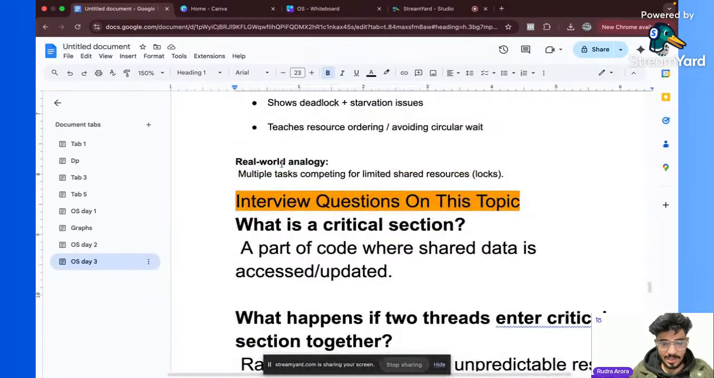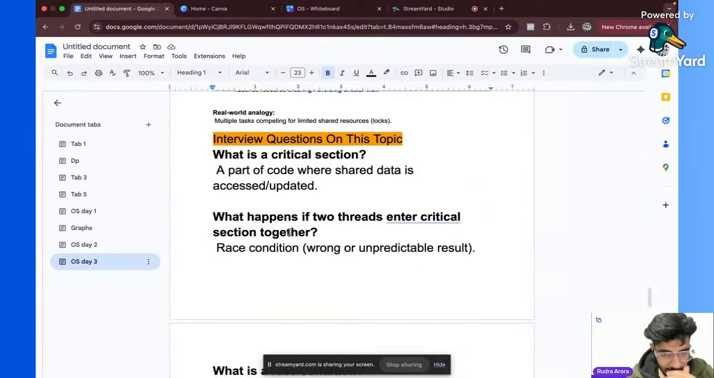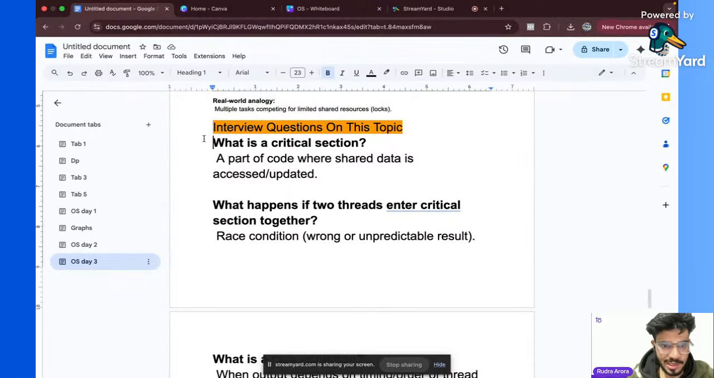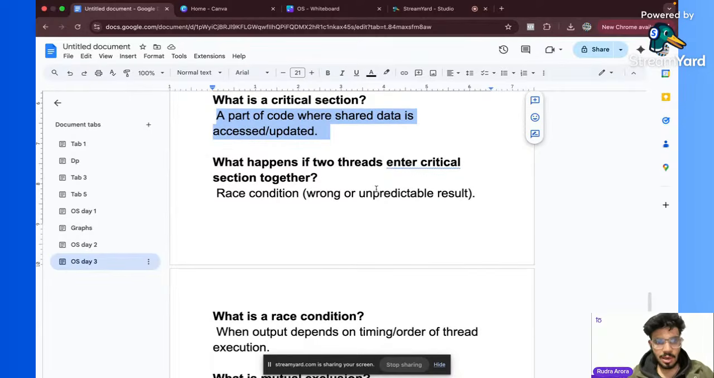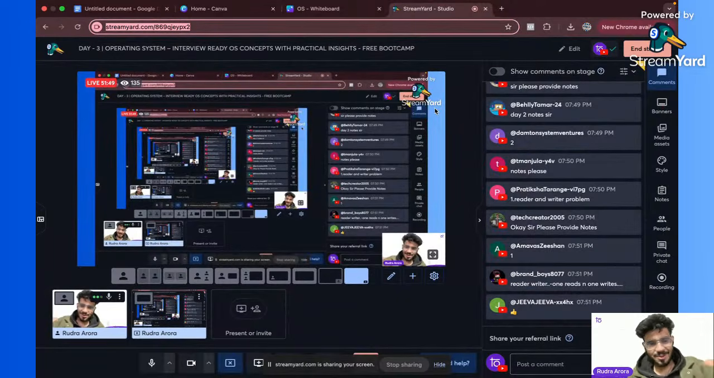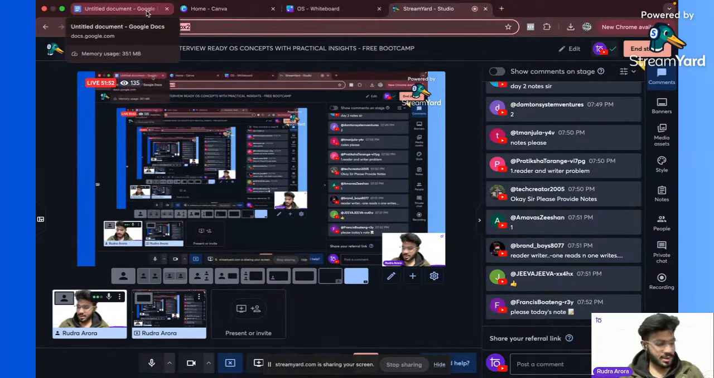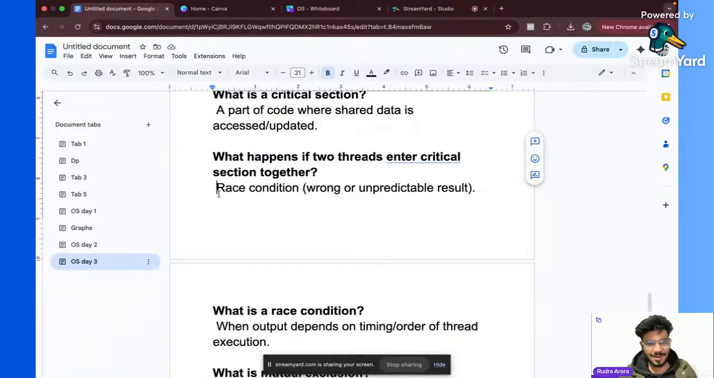So let me see if there is any question that is tricky, and then I'll ask you. What is critical section? Everyone can answer that it is the part of code which can be shared, accessed. What happens if two threads enter the critical section together? Answer me: what happens when two processes enter the critical section? The answer is very clear. Race condition will happen.